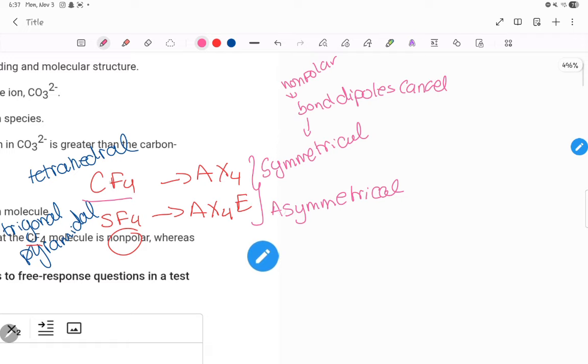Now, this is under the condition that all of the atoms are the same surrounding the central atom. So this is true. First condition, it's a symmetrical shape. Second condition, all of the atoms are the same elements. So the bond dipoles cancel and we will have a non-polar molecule. Whereas in SF4, it has a trigonal bipyramidal electronic geometry. So due to this, the bond dipoles do not cancel. So then it's gonna be what? It's gonna be polar, okay?